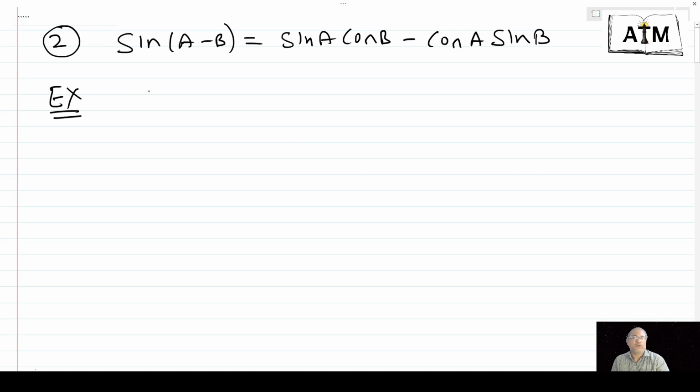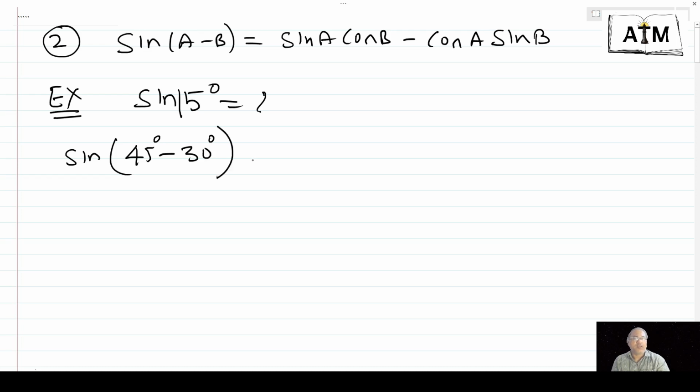Example, suppose you wish to find sine 15 degrees. How can you find it? A equals 45 degree and B equals 30 degrees. 45 minus 30 equals 15. So 45 equals A and 30 equals B. Now we will expand this expression. So we get sine 45 and cos 30 minus cos 45 and sine 30.